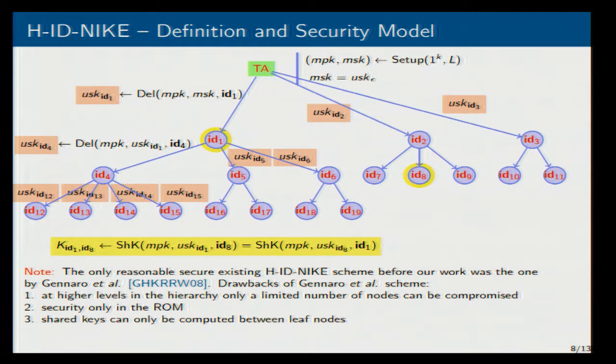Before I move on to explain our HIDNIKE scheme, I would like to mention that there is previous work on this primitive. There is a scheme by Gennaro et al. However, that scheme has some drawbacks. At the higher levels in the hierarchy, only a limited number of nodes can be compromised, as opposed to an arbitrary number. Security is only achieved in the random oracle model, and the shared keys can only be computed between leaf nodes, that is, between nodes in the bottom of the hierarchy.